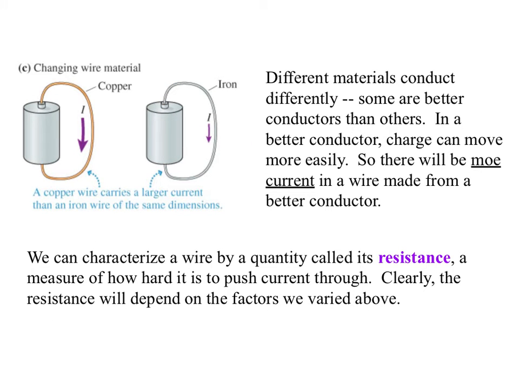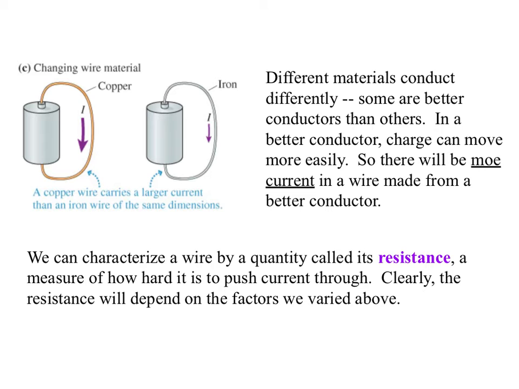We could also change the material the wire is made of, because different materials conduct differently. For instance, copper is a better conductor than iron. It's easier to move the electrons in copper than it is to move the electrons in iron. As such, there'll be more current in a copper wire because it's just easier for the charges to move. So again, think of a viscous fluid as a high resistance fluid, with low conductivity, and something inviscid as being like copper, a good conductor.